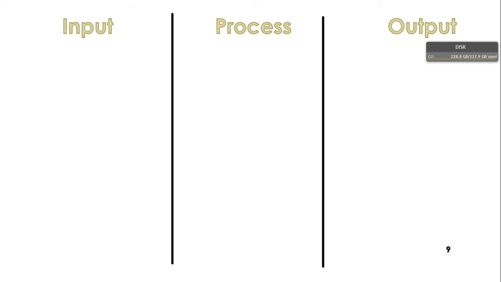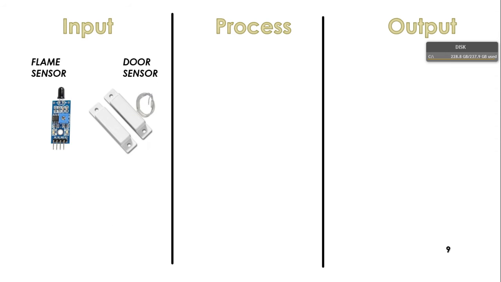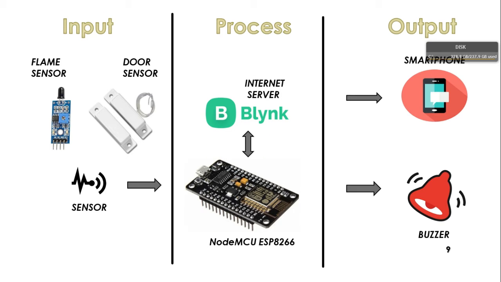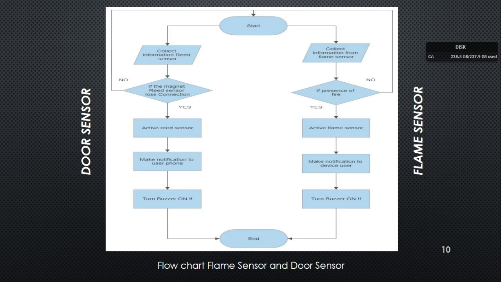This is my block diagram. The flame sensor and door sensor will be my input. The information collected by the sensors will be processed by the NodeMCU, which sends the data to the Blynk software. The output is the notification on the smartphone and the buzzer ringing. This is my early progress flowchart, for the door sensor and flame sensor.